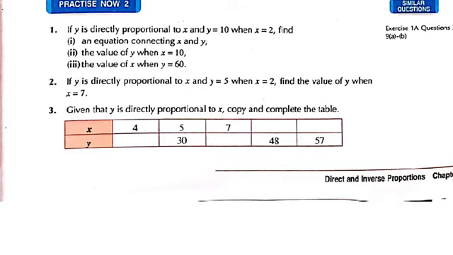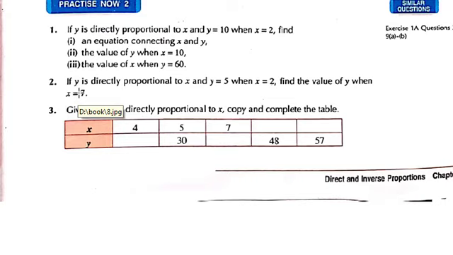Question number 2. If y is directly proportional to x and y equals 5 when x equals 2, find the value of y when x equals 7. Okay, so the condition is given: y is directly proportional to x. So we can write the connecting equation y equals kx.